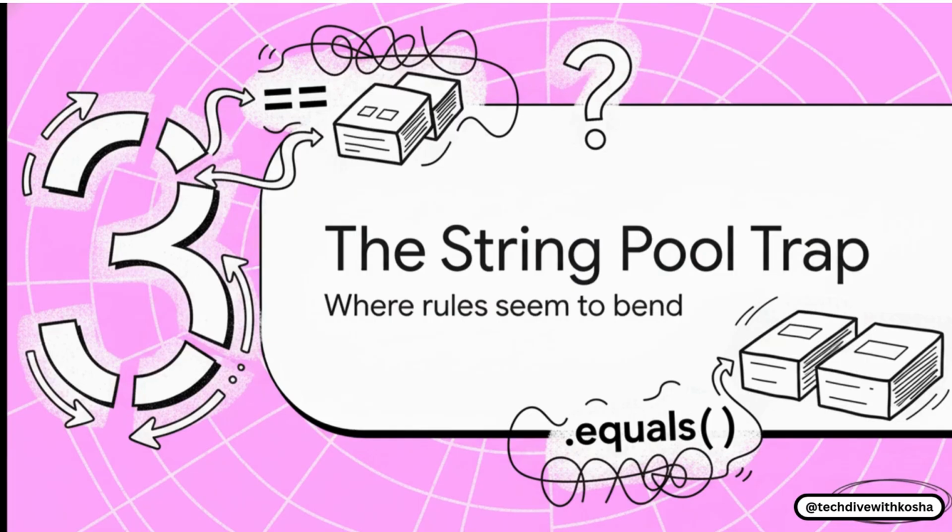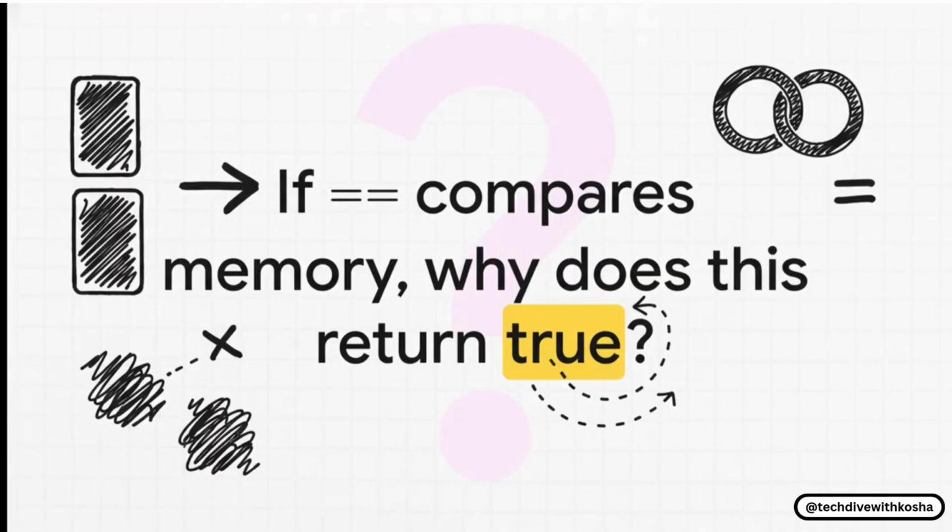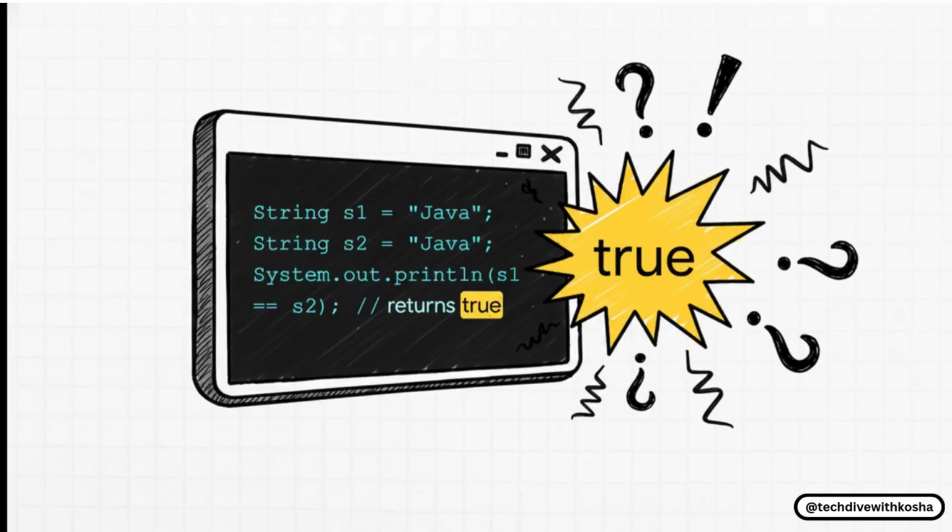Seems straightforward. Well, this is the exact moment where the interview trap is sprung, because when it comes to Java strings, the rules suddenly seem to break. So let me ask you directly. Knowing what we just discussed, that double equals checks if two variables point to the same object, what should this code do? We're creating two separate strings, s1 and s2. So s1 double equals s2. That should be false, shouldn't it? But it's not. It returns true.